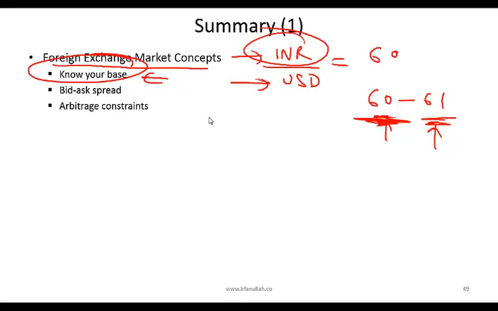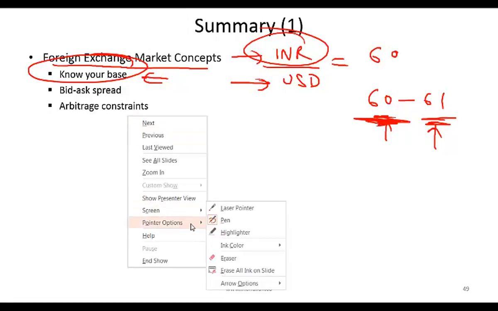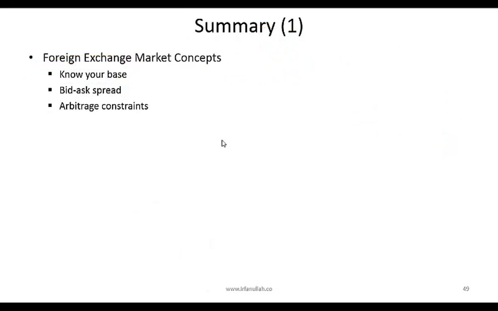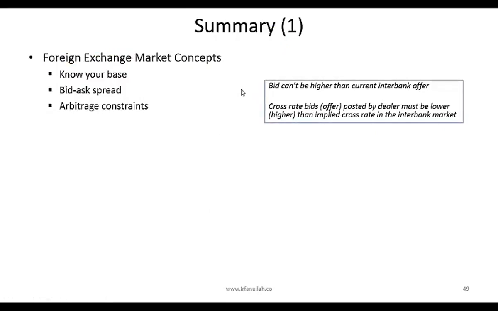Next point has to do with arbitrage constraints. What this is saying is that certain relationships will hold because of arbitrage constraints. I'm not going to go into details here because this is a summary, but here are two important statements that you need to remember, and these are very testable. The bid price cannot be higher than the current interbank offer rate, and the cross rate bids, which we'll talk about, posted by a dealer must be lower than implied cross rates in the interbank market.